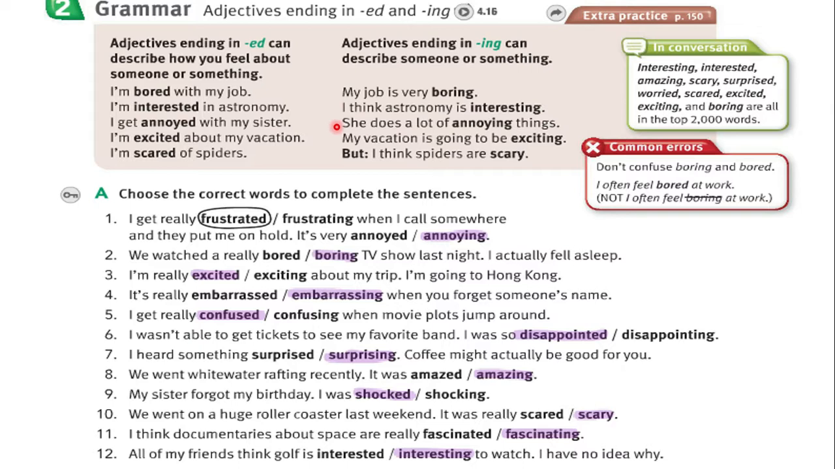She does a lot of annoying things. My vacation is going to be exciting. But I think spiders are scary. Okay, remember, worrisome and scary are the adjectives to describe someone or something. Okay. Good. So it says choose the correct words to complete the sentences.